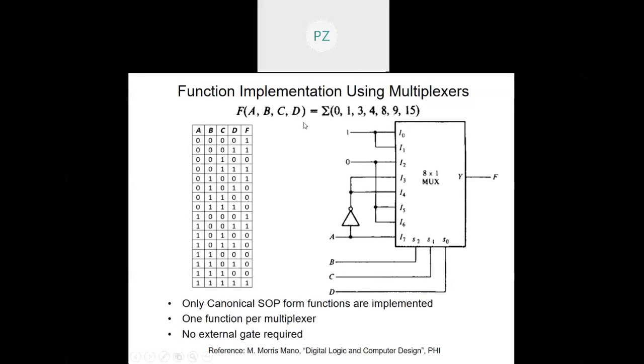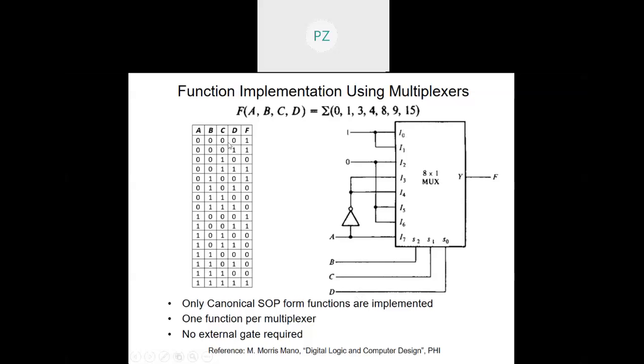A 4 variable function. How do I realize this? So I write the table first. In canonical sum of product form, 0 1 3 4 8 9 15. These are the ones here. So for 4 variables, I should have an 8 is to 1 multiplexer with the 3 select lines receiving 3 of the inputs, and the 4th input should have the variation applied to the input. Let us see how. BCD 0 0 0 means I0 will be directed. So let us see.